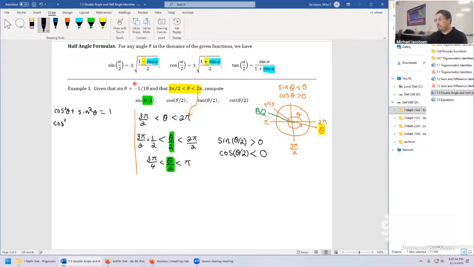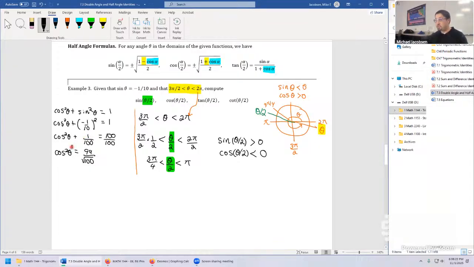We have cosine squared of theta plus sine squared, which is just squaring negative 1/10, is equal to 1. And then we can quickly solve for cosine squared. So writing this out, cosine squared theta plus 1 over 100 after we square is equal to 100 100ths. We usually take this step to just get the least common denominator in line. So we can subtract 1 100th to get cosine squared theta is 99 100ths.